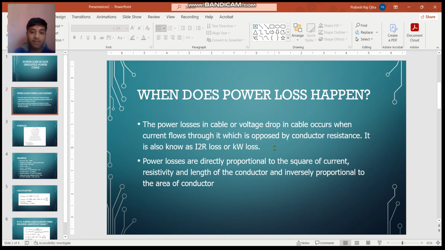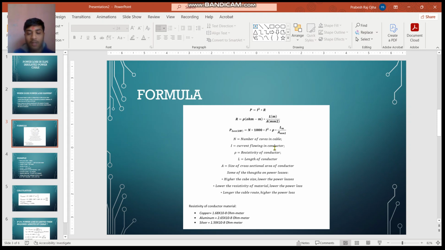So power loss is directly proportional to the current flowing through it, resistivity and length of the conductor. If current is more, then obviously loss will be more, and resistivity and length are also factors for the power loss. And area is inversely proportional to the power loss. So we generally know that a higher size cable often leads to low loss because of its power handling capacity. So yeah, this is one general formula to calculate the power loss in cables.